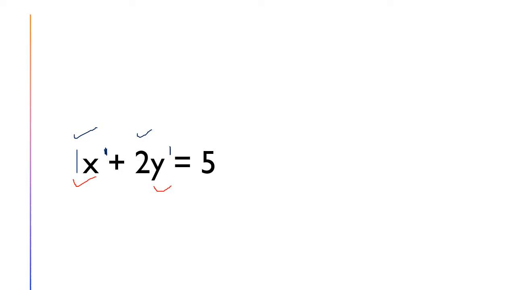Let us see one more example. 3x minus 7y is equal to 2. So here 3 and 7 are the coefficients of variables x and y. So this is called a linear equation in two variables because the highest power is 1, and there are two variables x and y. Such equations are called linear equations in two variables.